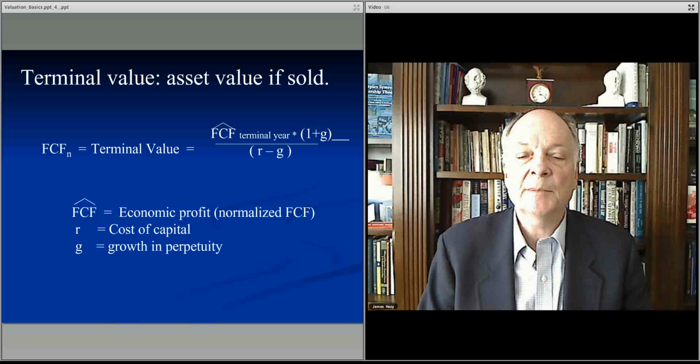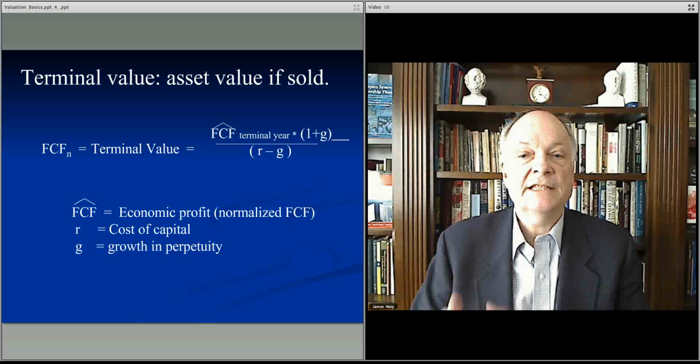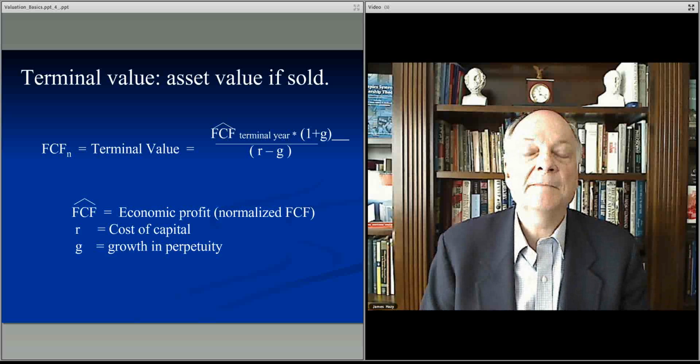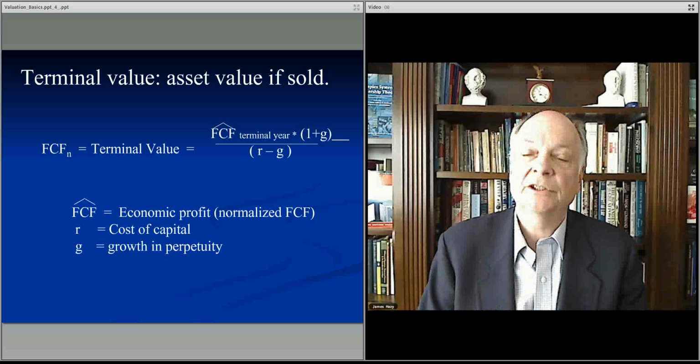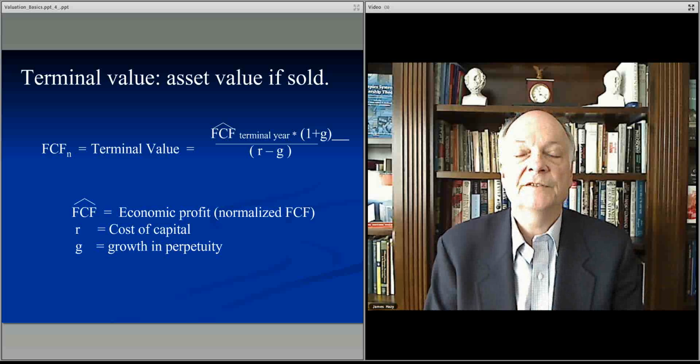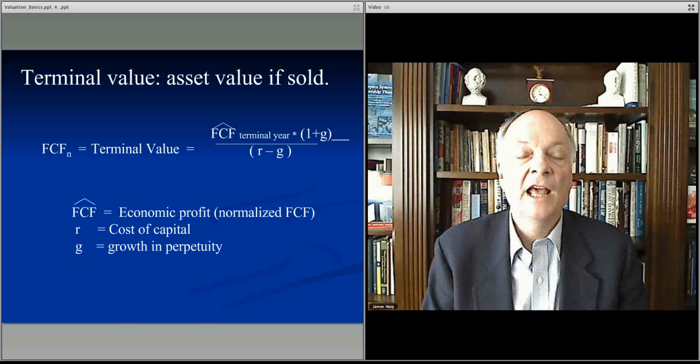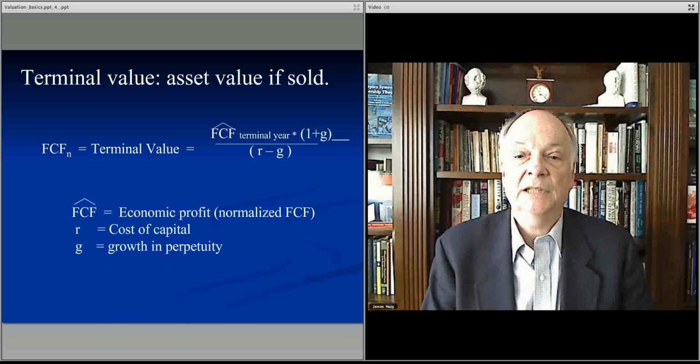Your economic profit, that is your normalized free cash flow, times your growth rate to get that first year 5 free cash flow, normalized free cash flow, and then you divide it by the rate of return that you've decided, your discount rate, minus this growth rate into perpetuity, and that gives you a value for the terminal value, the financial value. This is the technical discussion about how this is done.